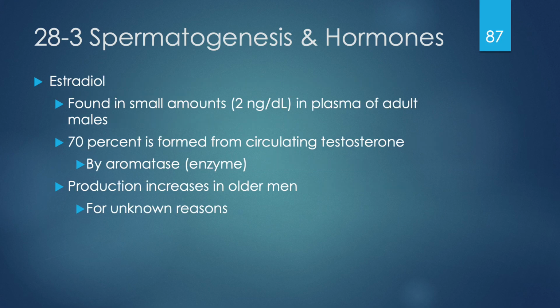Estradiol, while an important component of the female reproductive system, is also present in the male reproductive system. It's found in very small amounts, about 2 nanograms per deciliter, in the plasma of adult men. 70% of the estradiol is formed from circulating testosterone by aromatase, which, interestingly, is affected by chemotherapy, because some of the drugs that people take for cancer treatment are aromatase inhibitors. There are also unknown reasons why the production of estradiol goes up in older men. One idea may be that there is a potential relationship between the production of testosterone and estradiol and their competing receptors.